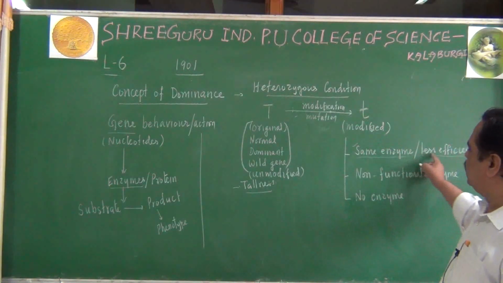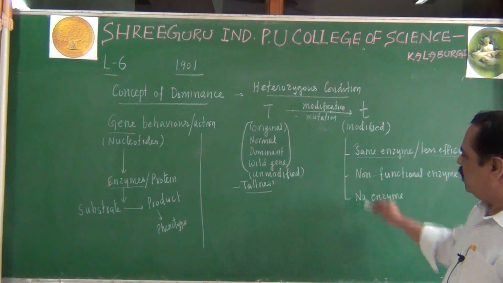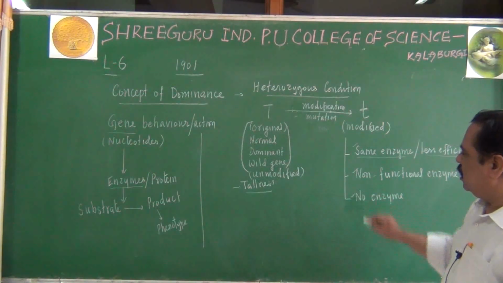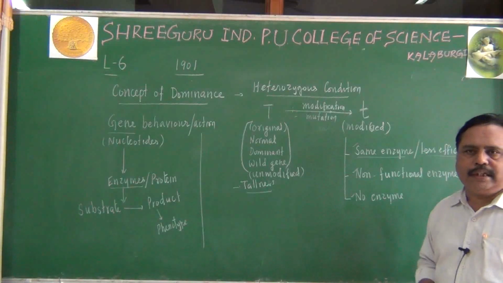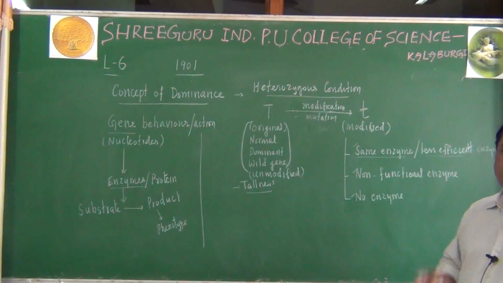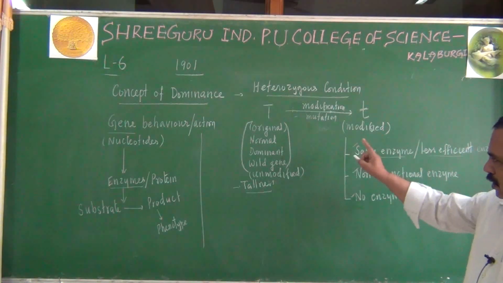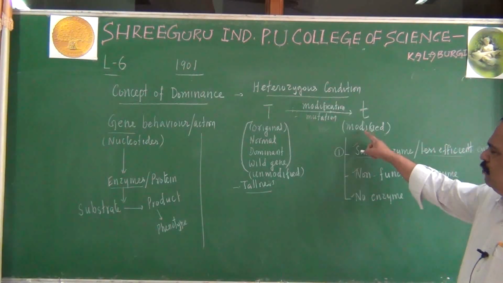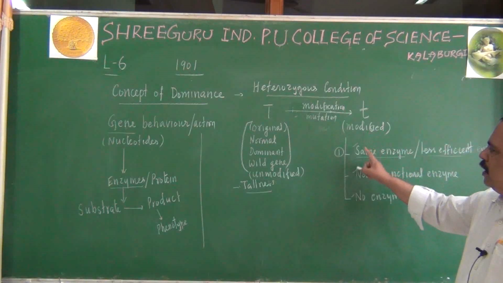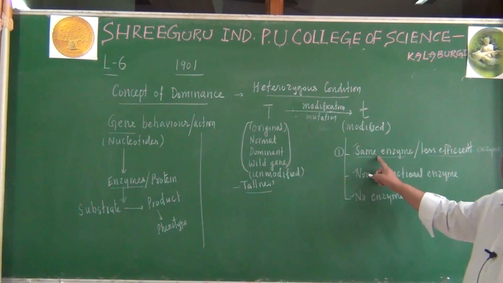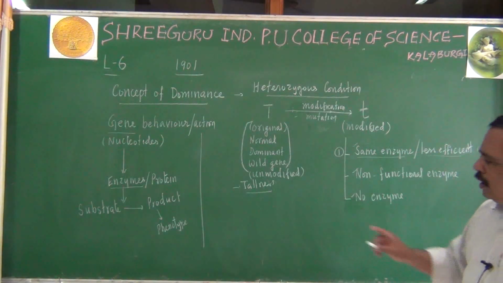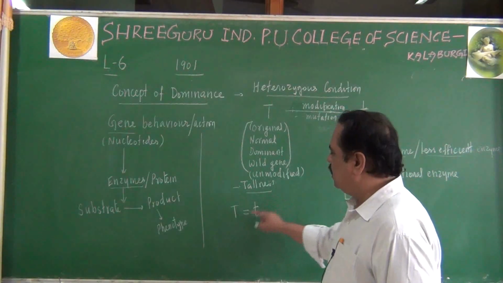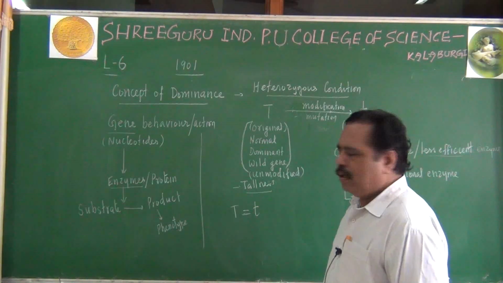Either by producing a less efficient enzyme, or by producing a non-efficient, non-functional enzyme, or by not producing any enzyme at all. Now listen, in the first case, if the modified gene is producing the same enzyme, capital T and small t will be considered equivalent.